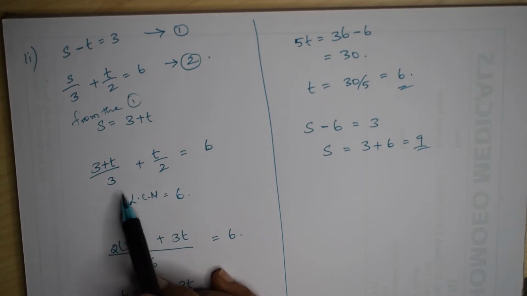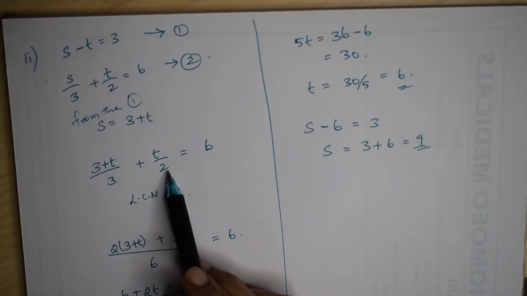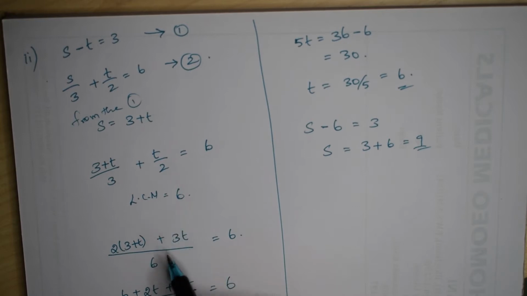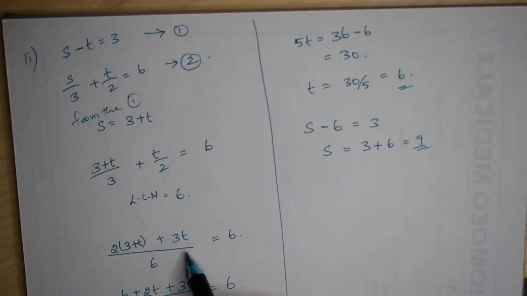Both the denominators are prime numbers, so I just multiply them. 3 into 2, that is 6. So the LCM is 6. And to convert 3 into 6, I multiply it with 2. So 2 into (3 plus t). And here again, to convert the denominator 2 into 6, I have to multiply it with 3. Since I multiply the denominator with 3, I multiply 3 to the numerator also, and it becomes 3t is equal to 6.